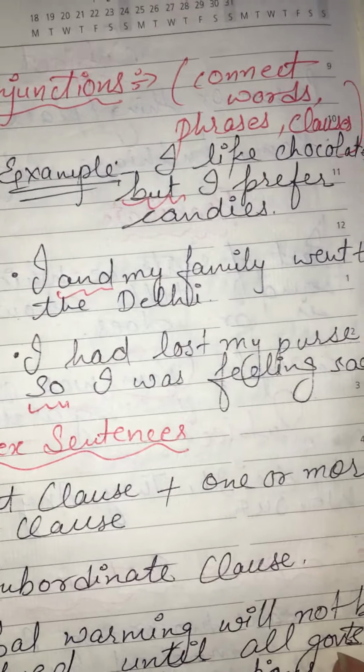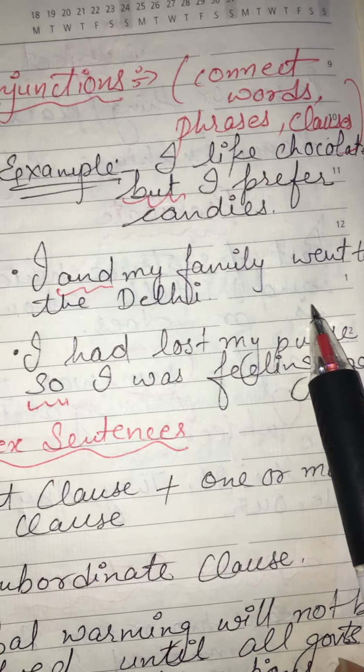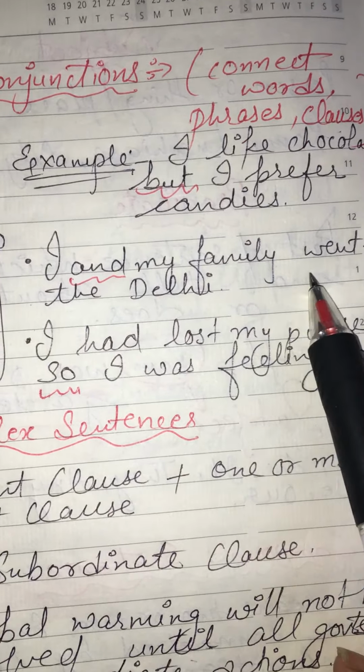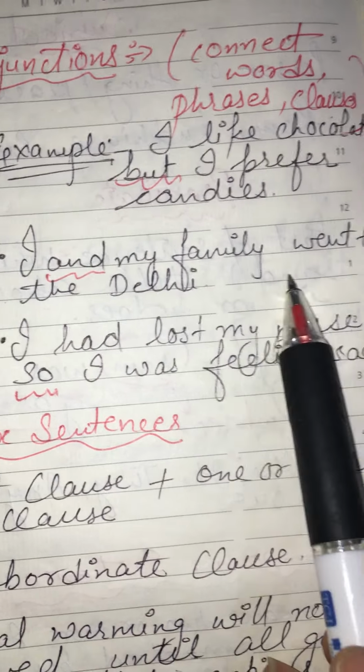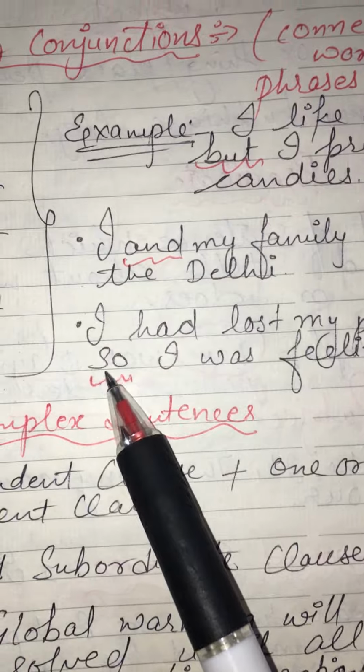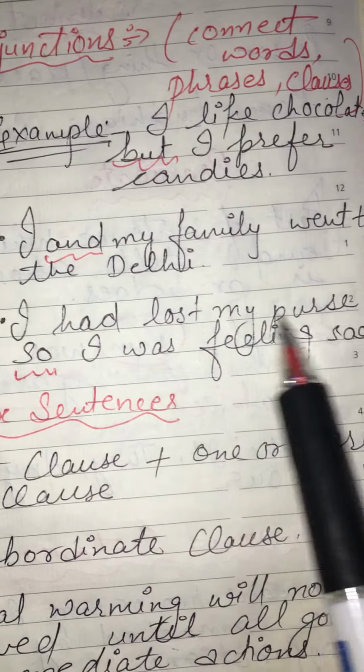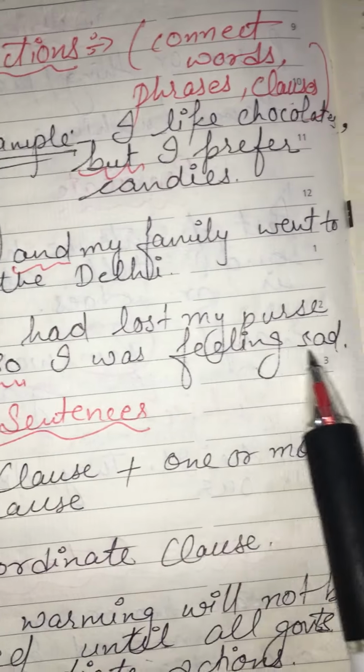My family also went to the Delhi. Another independent clause. These two independent clauses are connected by a coordinating conjunction, and I and my family went to the Delhi. Next example is I had lost my purse, so I was feeling sad.